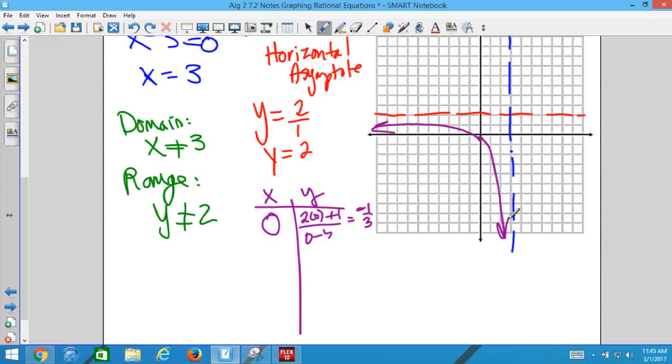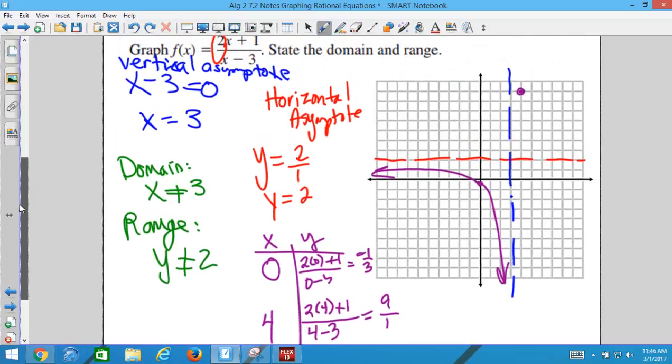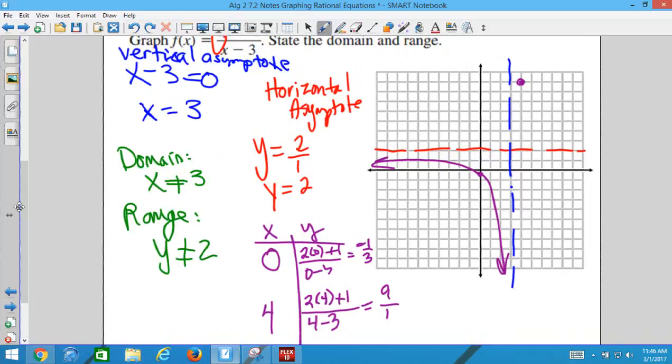And then another point that I plugged in was 4. So I did 2 times 4 plus 1 over 4 minus 3. I chose 4 because I knew it would make the denominator 1. And I get 9. So (4, 9). And if that's not enough information to draw your branch, then you can plug in more points, but it will just look like that.